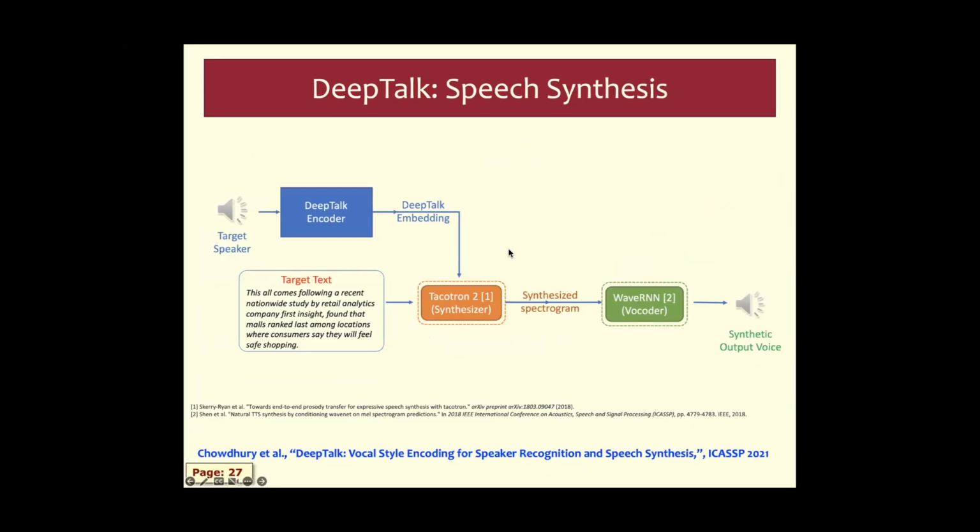So we worked on this project for an organization called NAB here in the US. And so we have what is called the DeepTalk encoder, which takes the target speaker, your favorite newscaster's voice, and it encodes it, creates an embedding of it. And now when the target text is provided, you see the target text here, it uses existing engines like the Tacotron and the WaveRNN, both of which are referenced here, in order to create a synthesized spectrogram and then to produce a synthetic voice.